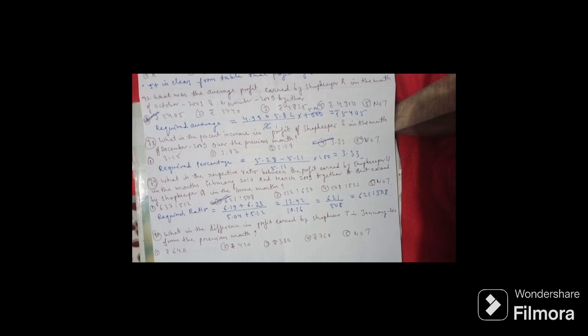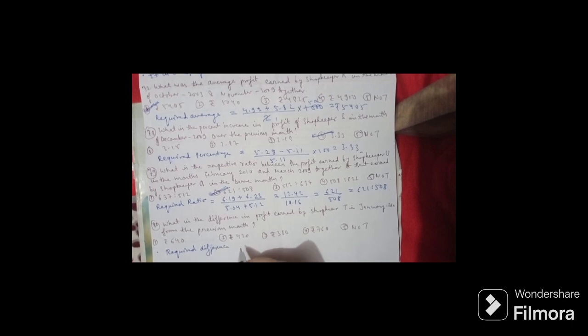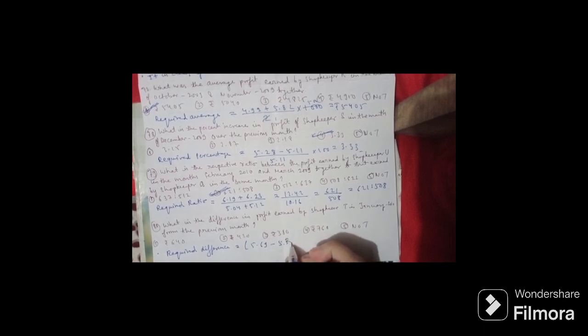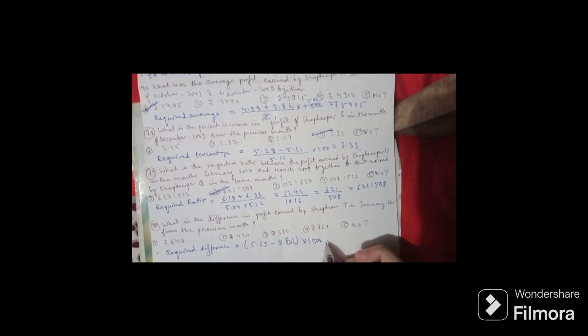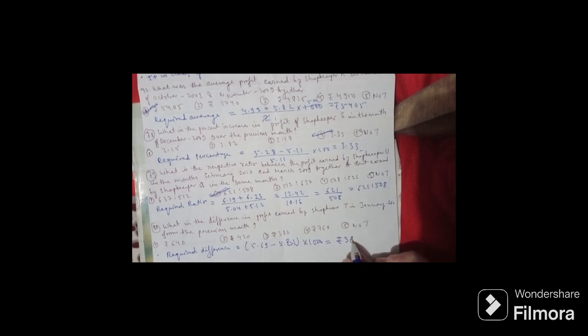Required difference equals to 5.69 minus 5.31 into 1000 equals to rupees 380, and that is your third option will be the right answer.